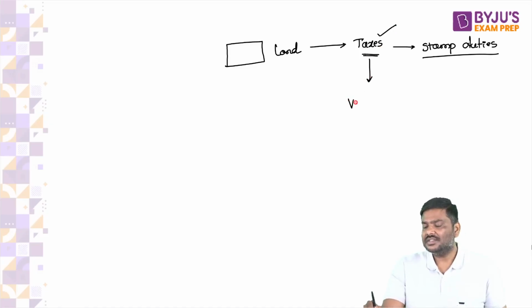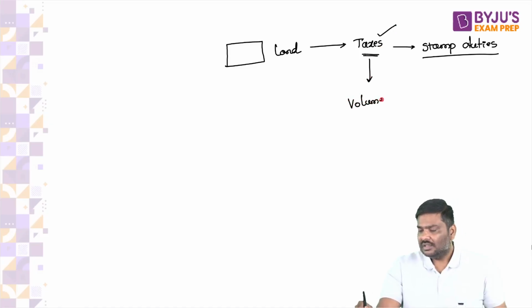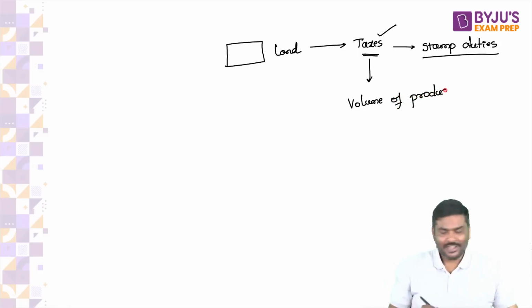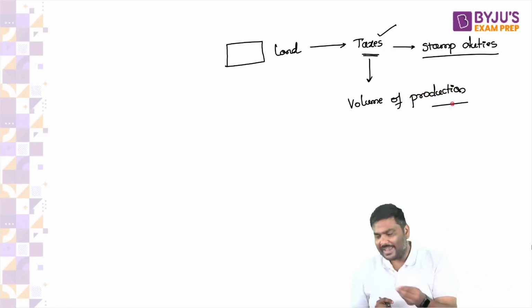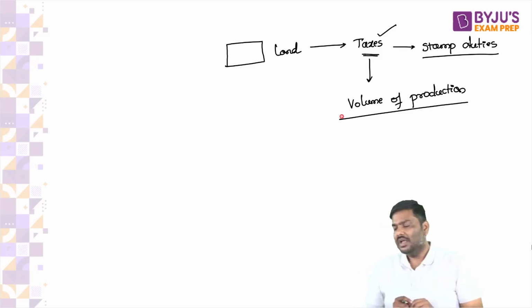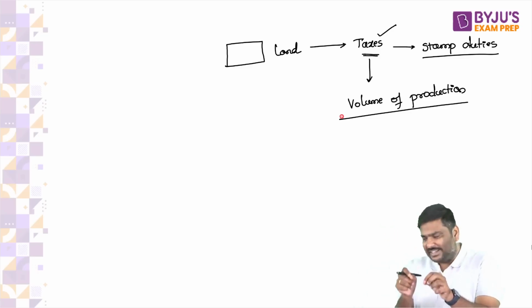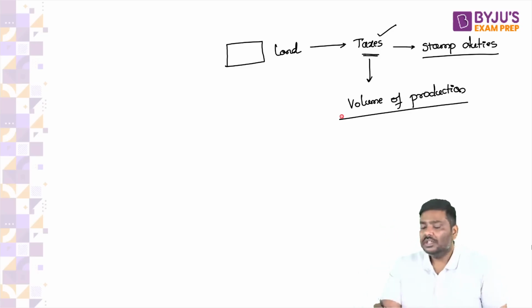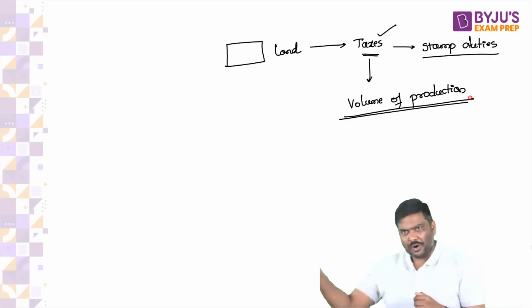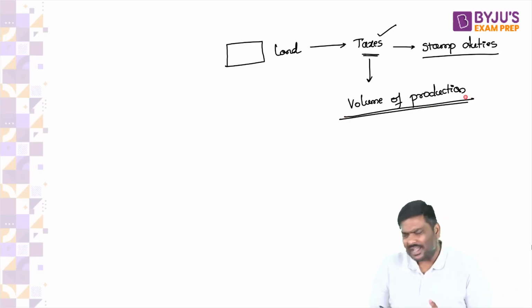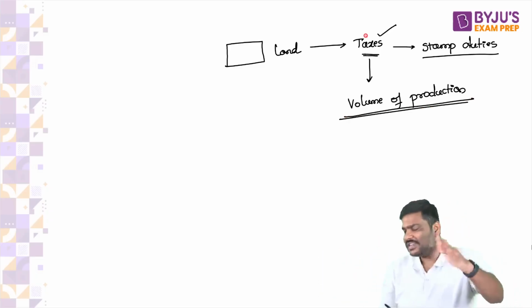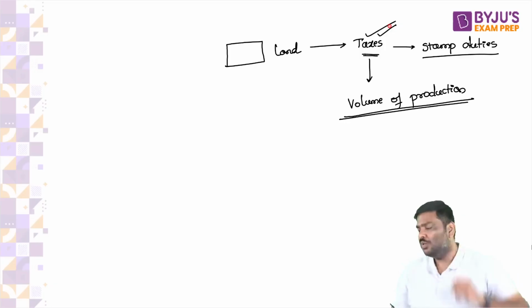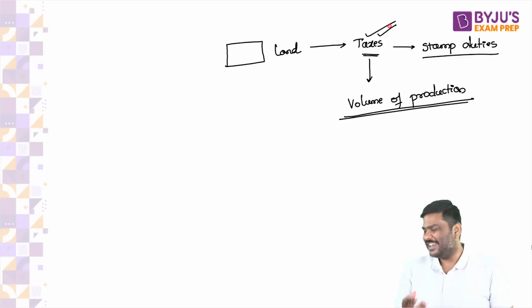Think and answer. The amount of taxes that you're paying when you purchase a land, is it dependent upon the volume of production you're doing? How many goods you will produce? Is it dependent on that? No. Some of you are saying don't know. Answer is no. Some of you are saying yes. Wrong, my dear. Wrong.